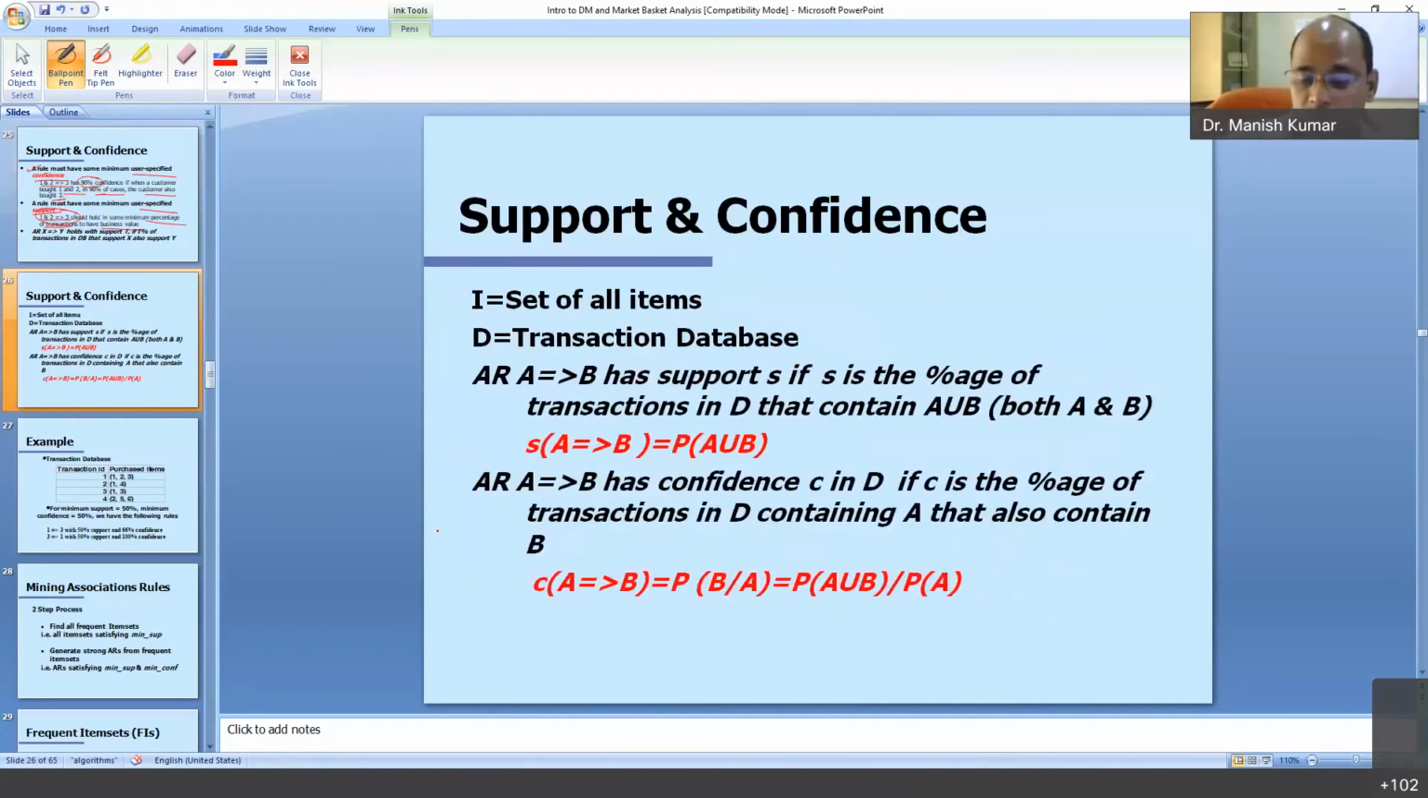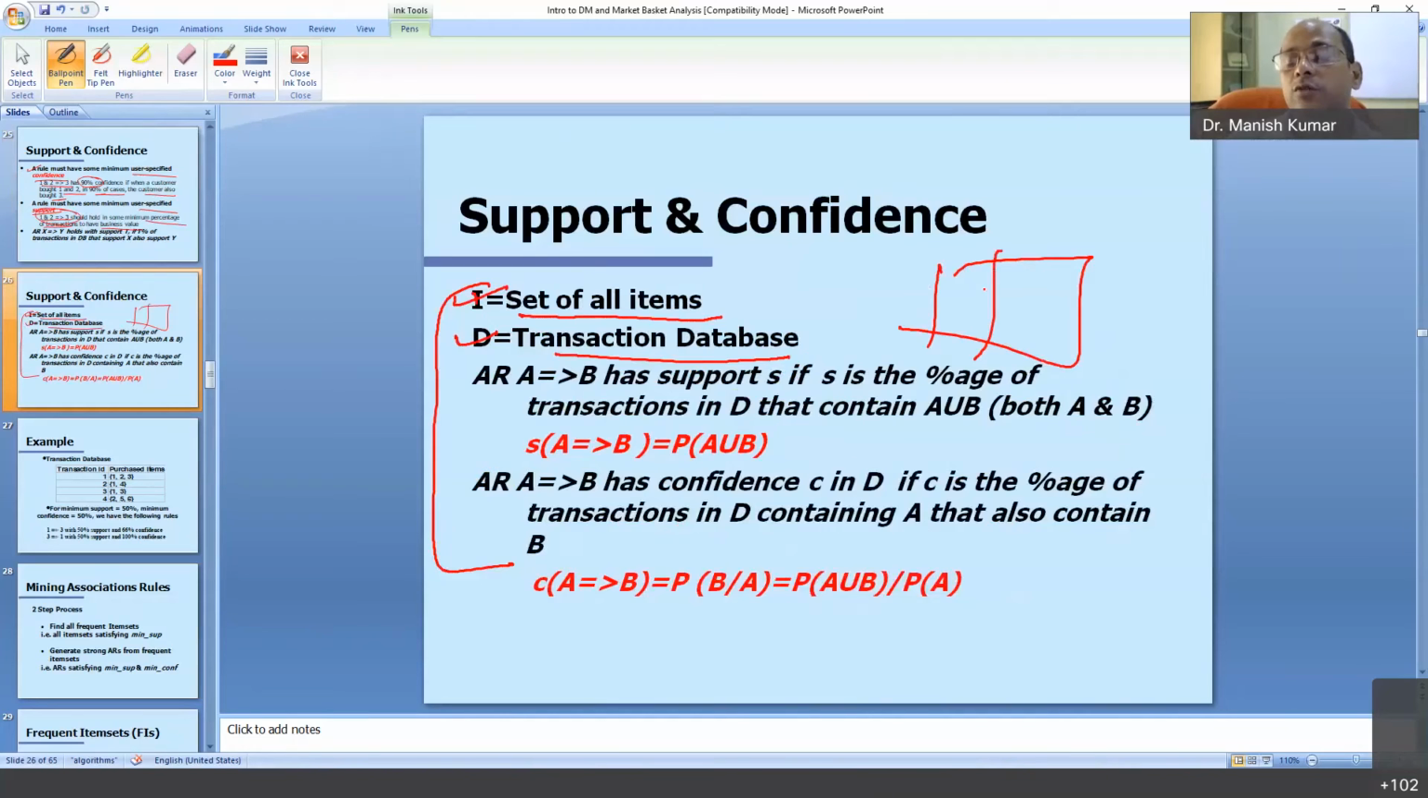Let me tell you one example. When I say the components, I have I, which is the set of all items. We have D, that is the transactional database. So you have the transaction ID and you have the items, and this is my transactional database.